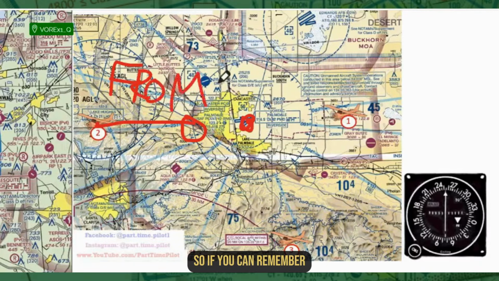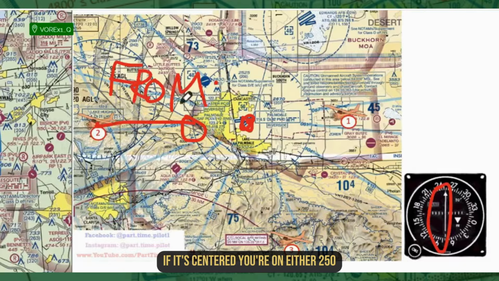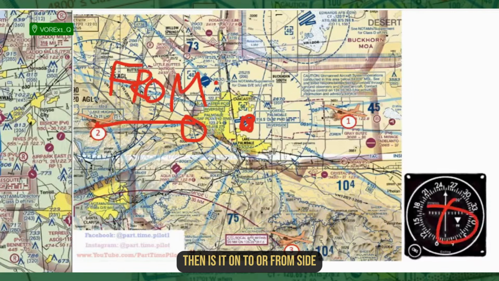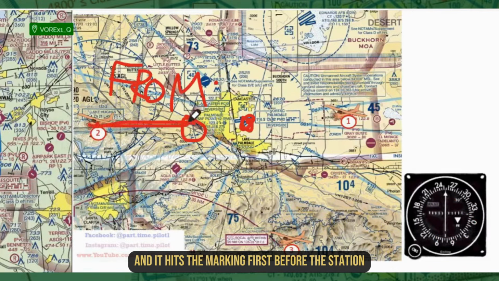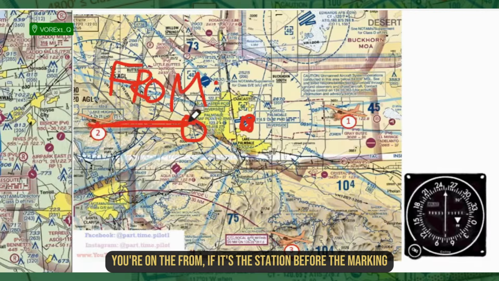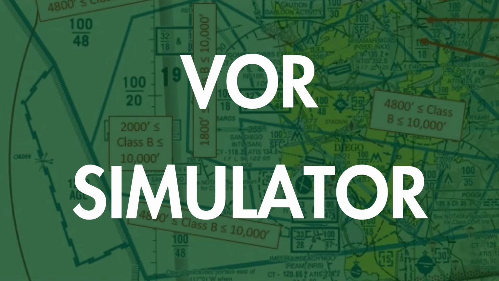So to remember: first, what is the radial? 250. Is the needle centered? If it's centered, you're on either 250 or its opposite, 070. Then, is it on the to or from side? If you draw a line from the aircraft to the marking and it hits the marking first before the station, you're on the from. If it hits the station before the marking, you're on the to.